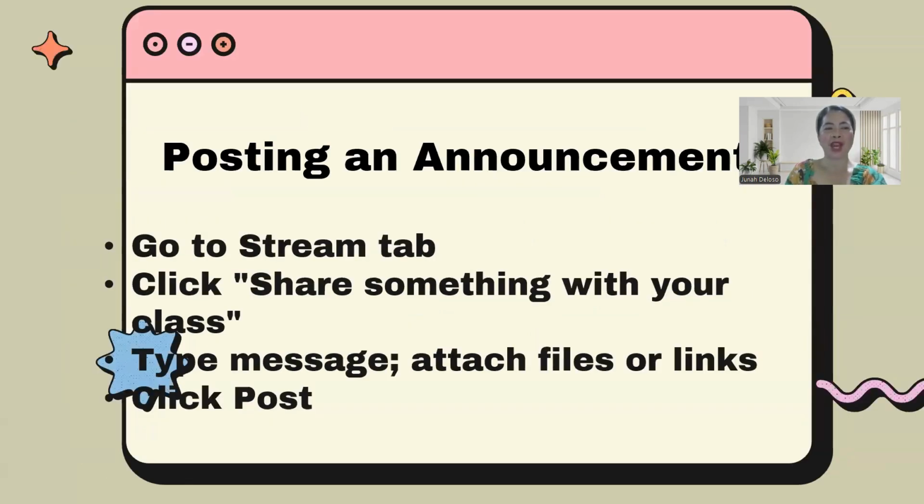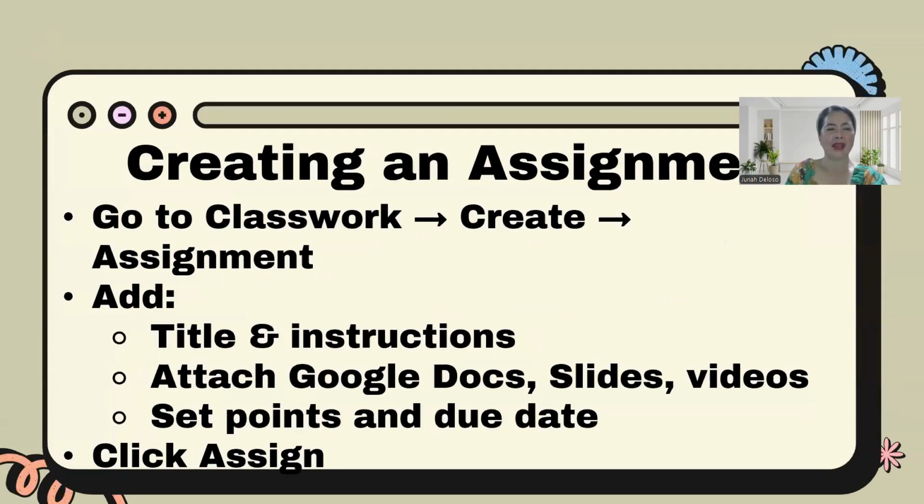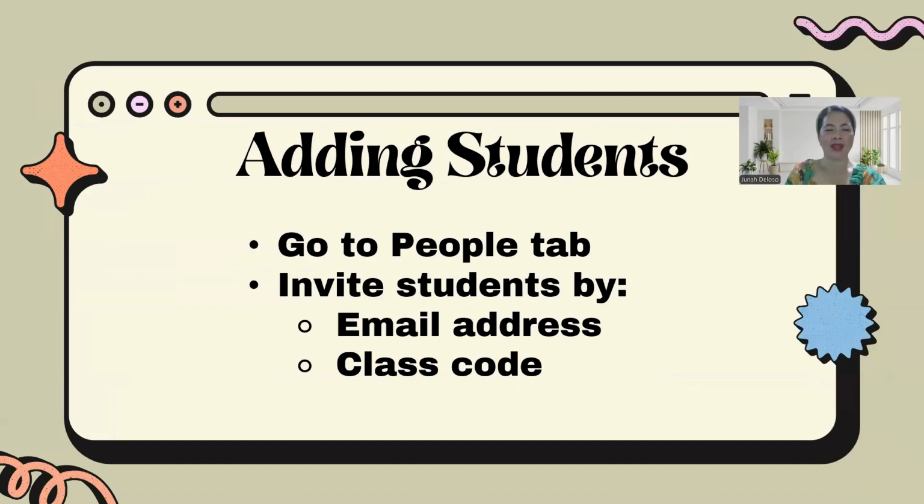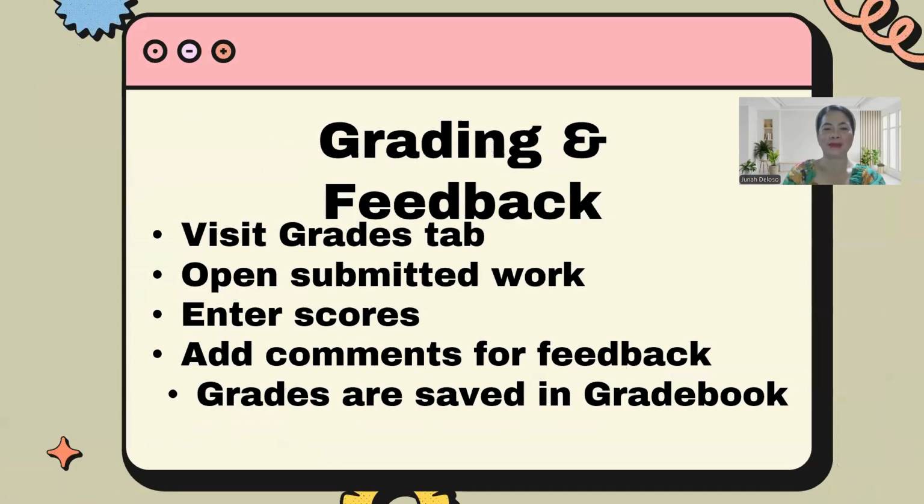In Stream, you can share class-wide announcements or reminders quickly. In Classwork, click Create, choose Assignment, fill in details, attach resources, set due date, and assign it. Under People, add students by inviting via email or simply giving them the class code.